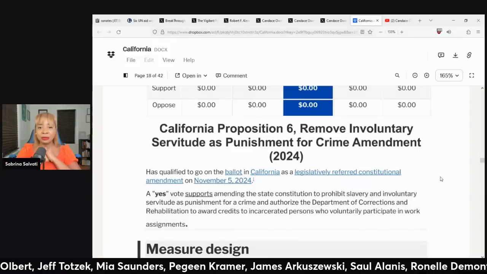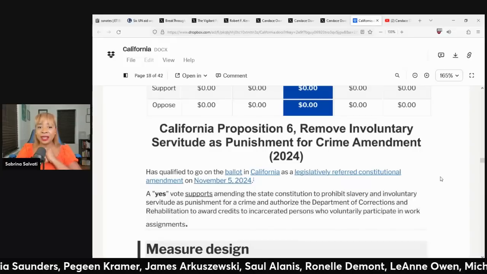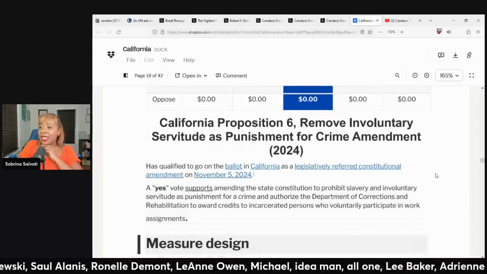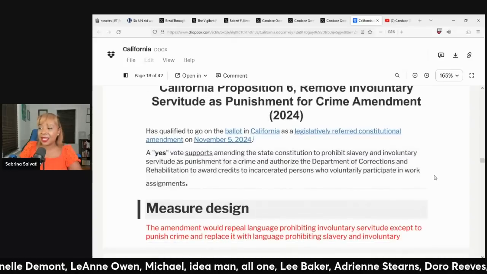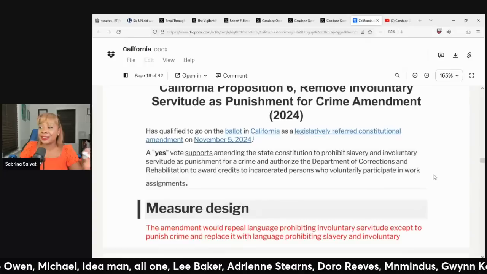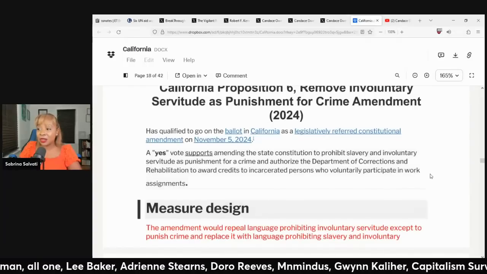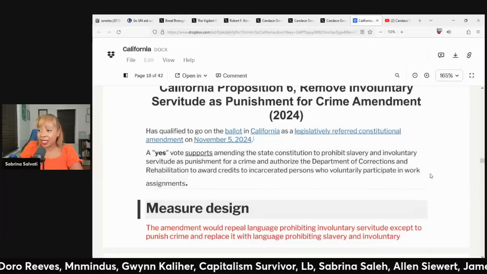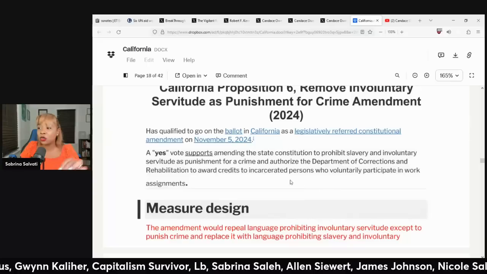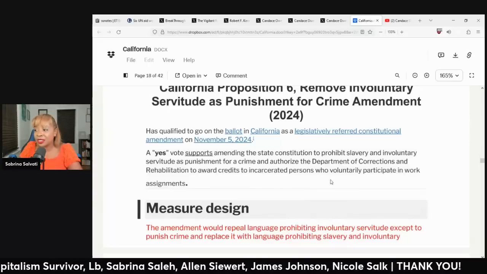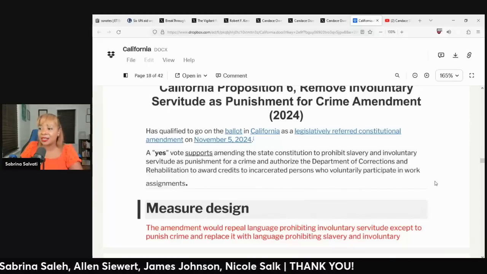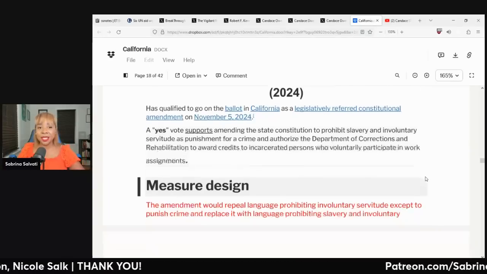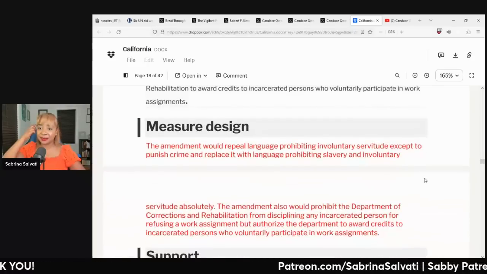California Proposition number 6, remove involuntary servitude as punishment for crime amendment. A yes vote supports amending the state constitution to prohibit slavery and involuntary servitude as punishment for a crime and authorize the Department of Corrections and Rehabilitation to award credits to incarcerated persons who voluntarily participate in work assignments.